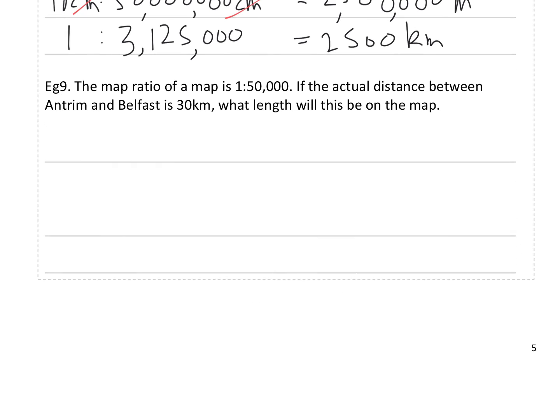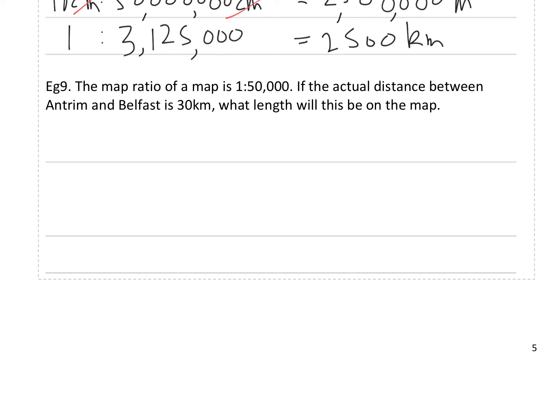Example 9. The map ratio of a map is 1 to 50,000. If the actual distance between Antrim and Belfast is 30 kilometers, what length will this be on the map? Well, this time we've got a reversal. We've got the actual distance and we need to go back and find out what it's in the map. Real life is 50,000 times bigger. So what we need to do is divide by 50,000 to get what it would be in the map.